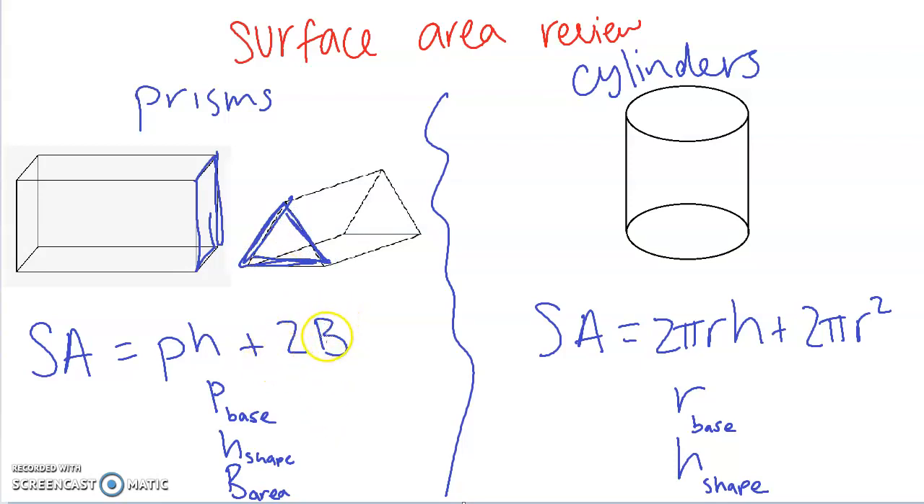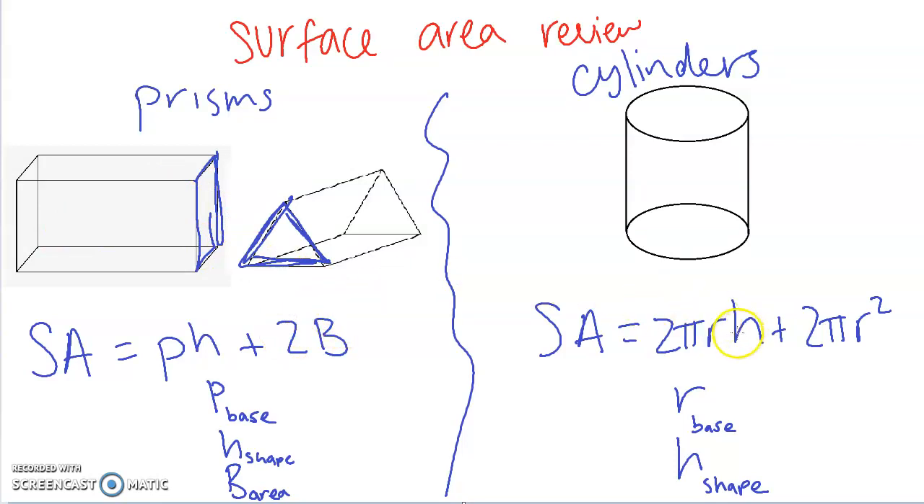Plus 2 times the area of the base. Why was it 2 times? Where did this 2 come from? Well, if we were trying to find the surface area, the added space around the entire outside of the figure, each prism has two bases, so we have 2 times b.